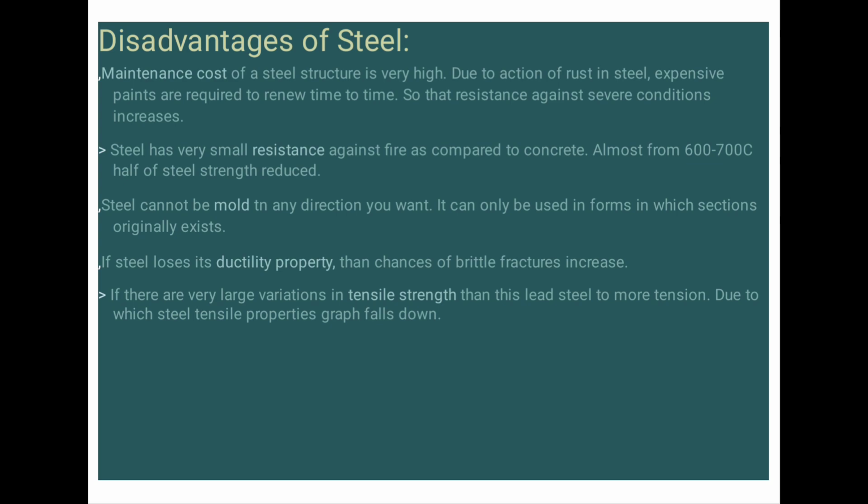If there is a very large variation in the tensile strength, then this leads the steel to more tension, due to which the steel tension properties graph falls down. This much is the advantages and disadvantages.